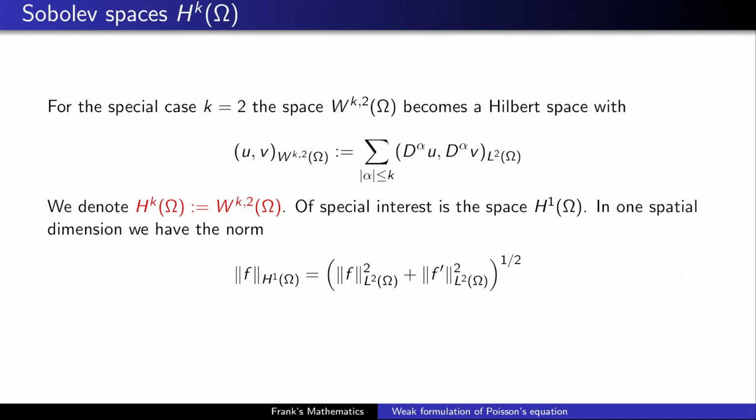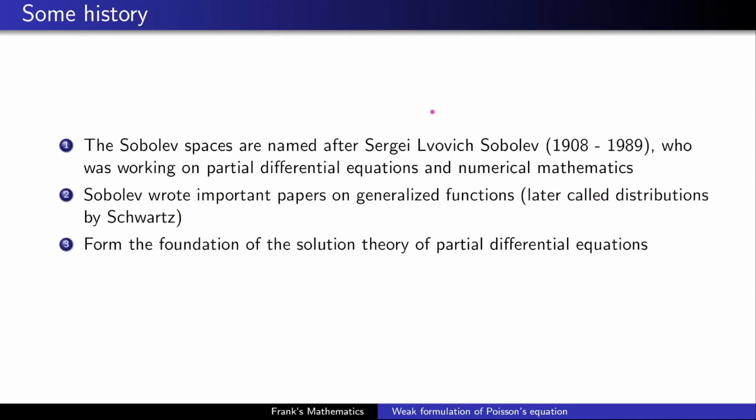It is quite enlightening to take a small look into history and to see who Sobolev was and why the spaces are named after him. Sobolev was a Russian mathematician, whose full name was Sergei Sobolev, who was working mainly on partial differential equations and numerical mathematics. And quite interesting, in the beginning of the 1930s, he published two papers on so-called generalized functions.